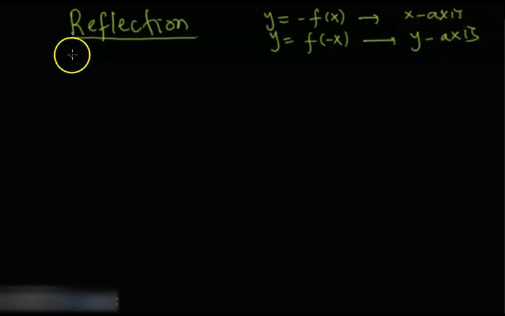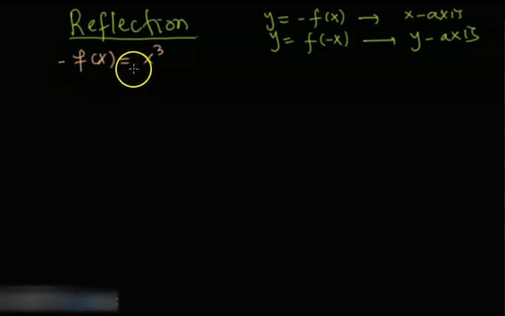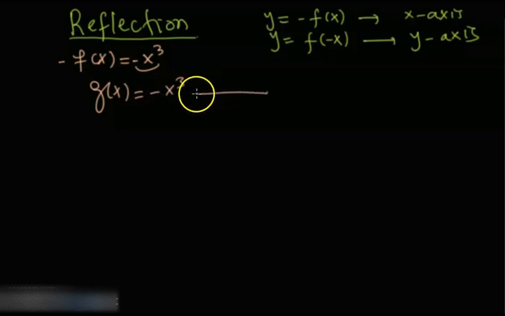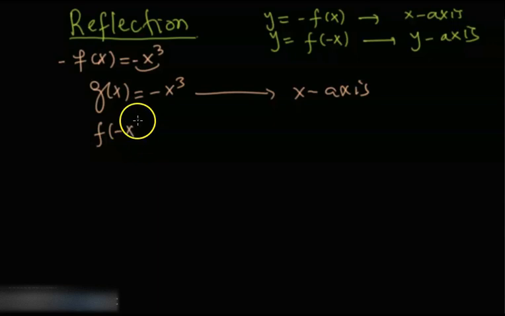So in our case, our function f of x is equal to x cube. So we just need to multiply by minus. So this is my new function, g of x equal to minus x cube. So this is reflection about the x-axis. Now you can talk about its reflection about the y-axis. So you need to replace x by minus x.